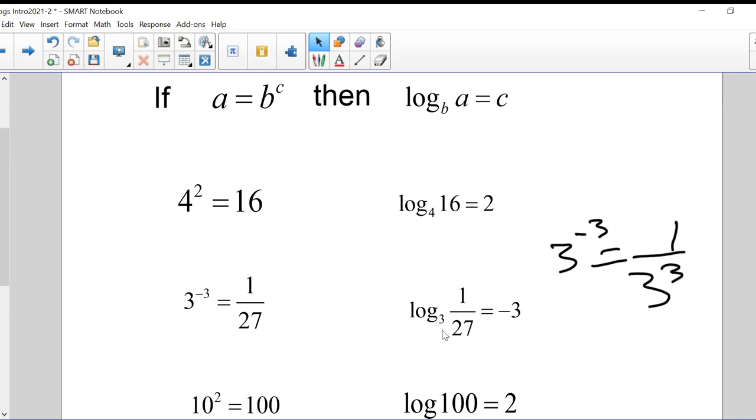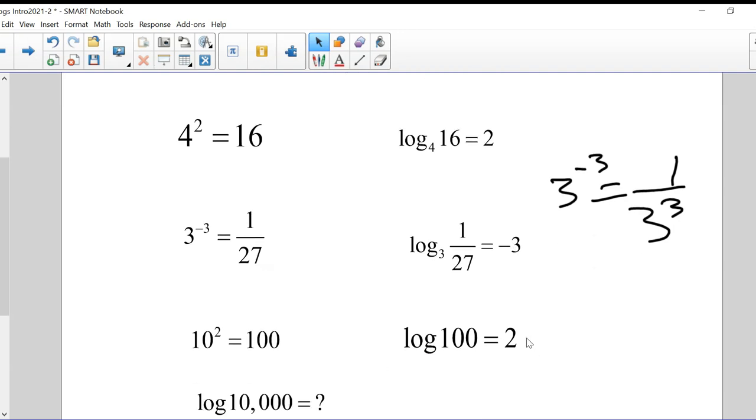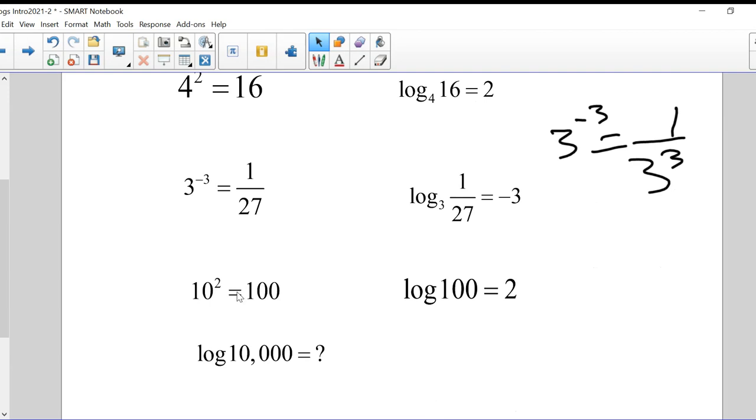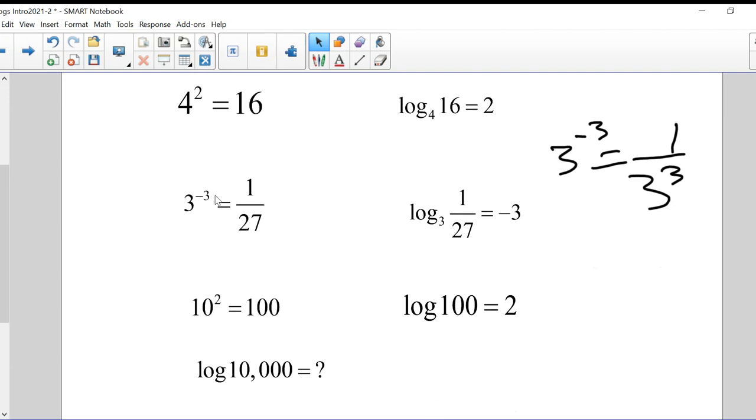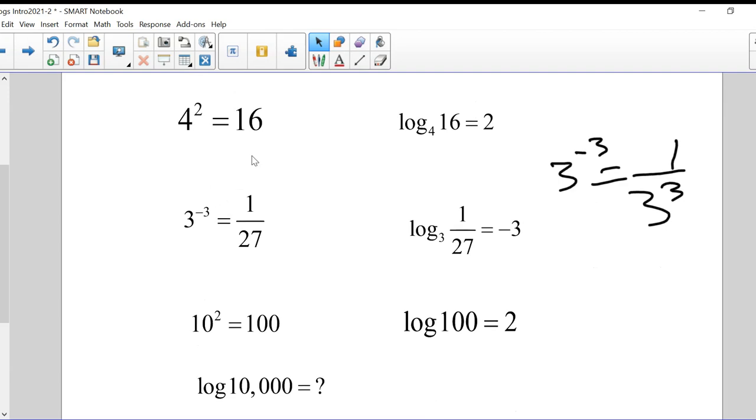And that's why the base 3 log, again, here's my base of 3, the base 3 log of 1 over 27 is the exponent, minus 3. Down here, 10 to the power of 2 is 100. I'm just making statements on the left. This column on the left is just statements that are true. 4 squared is 16. 3 to the minus 3 is 1 over 27. And this one here is also true, that 10 squared is 100.